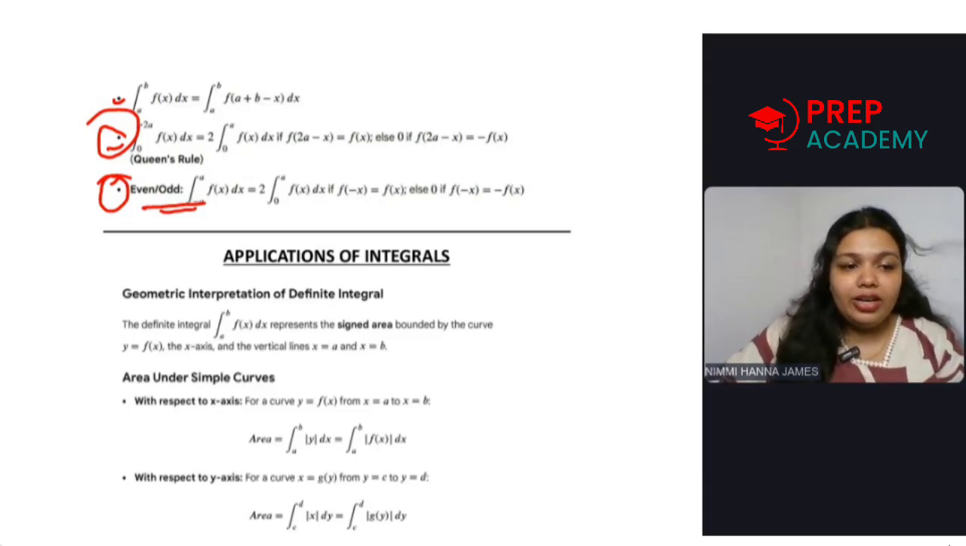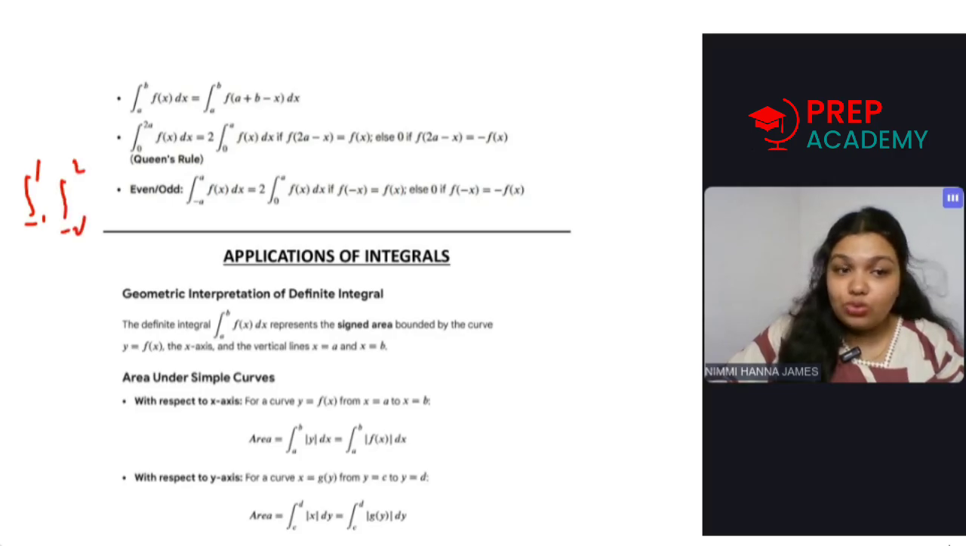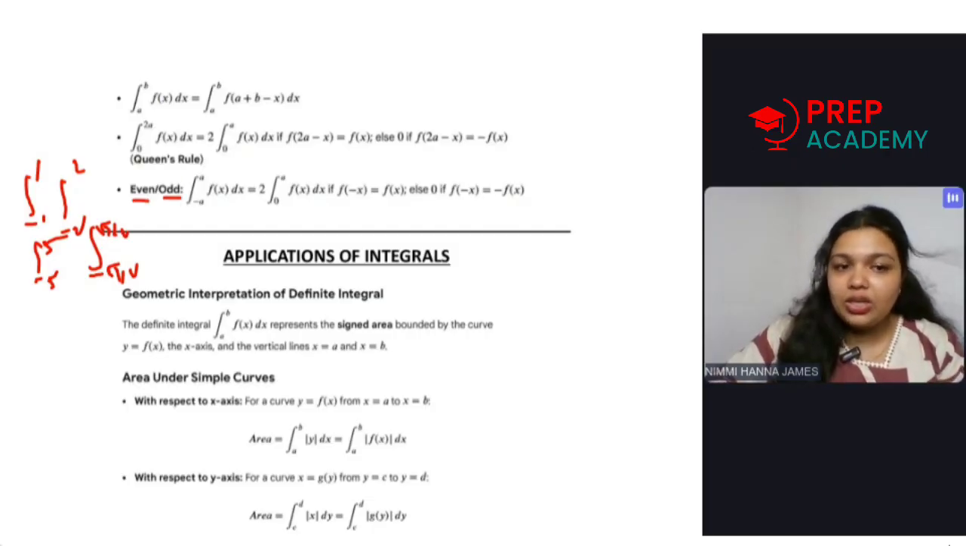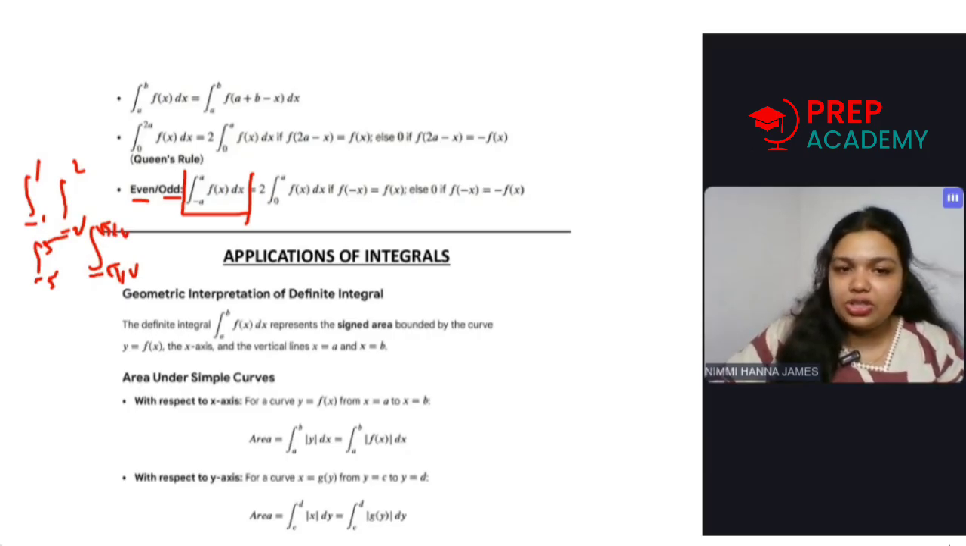That is, if we see a question for integral minus a to a f of x dx, that is integral minus 1 to 1, integral minus 2 to 2, integral minus 5 to 5, or integral minus pi by 2 to pi by 2. That is, if we are dealing with integration limits that are both the same number but of different sign, that is minus a and a, there the first thing we have to check is if the function is even or odd. In a question, if you see the integral limits as minus a and a, then you have to check if the function is even or odd.